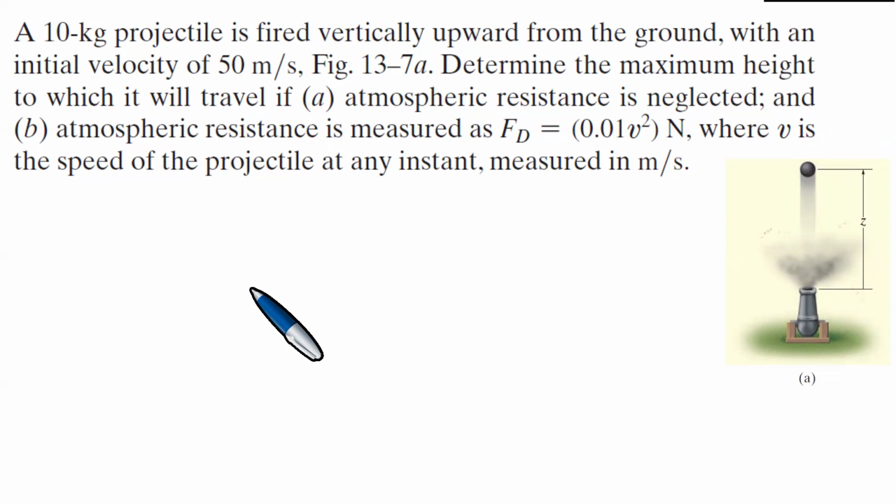So let us look at this very carefully. Now at this point, we determine the maximum height to which it will travel. If we have this 10 kilogram projectile fired vertically upwards from the ground with an initial velocity of 50 meters per second, we need to determine the maximum height to which it will travel. Let us look at these together. To what height will it travel? And that is exactly the discussion at the moment. We're interested in knowing the maximum height to which it will travel. And let's take a look.